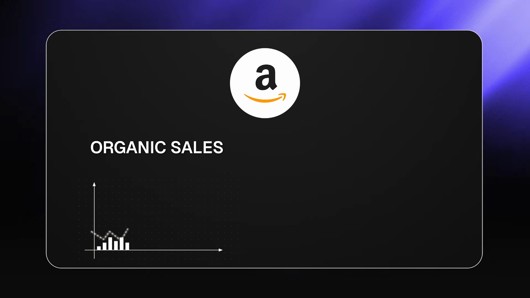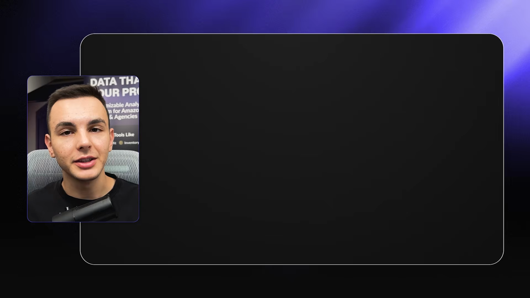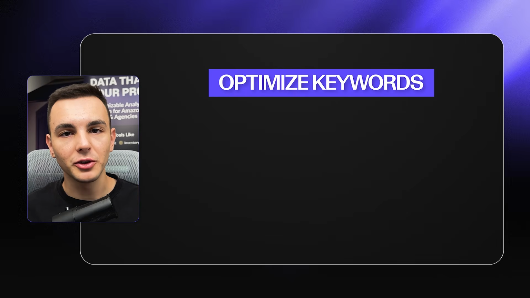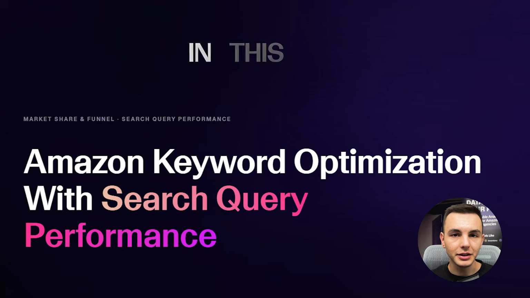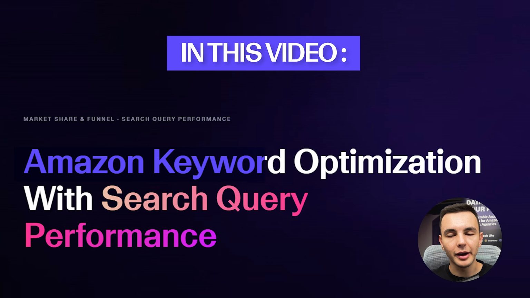Selling on Amazon obviously means you want to generate organic sales rather than just making sales running from the advertising. That's the entire purpose. But the tough part is to optimize those keywords to start generating organic sales. In this video, we will go through how you can optimize your Amazon keywords using the Search Query Performance Report.